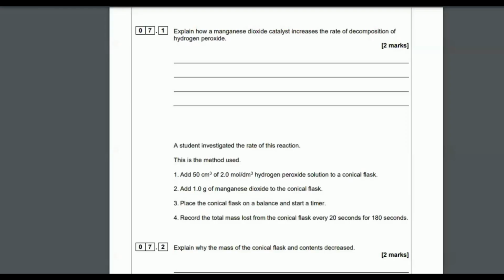Okay, getting into question 7. Here's 7.1. Explain how a manganese dioxide catalyst increases the rate of decomposition of hydrogen peroxide. And this one is worth 2 marks. It's basically asking you, what does a catalyst do?